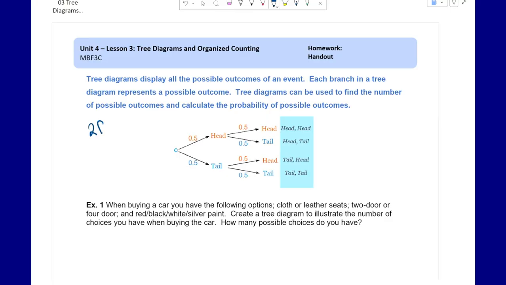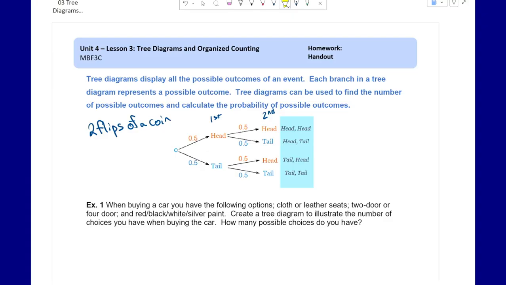Basically, it's two flips of a coin. Right? Our first flip, we could have either heads or tails. It's a 50-50 chance. And then our second flip, depending on what we got. So if I got a head the first flip, I could get a head or a tail in the next flip. If I got a tail in the first flip, I could get a head or tail in the second flip. And I can list all my possible outcomes.